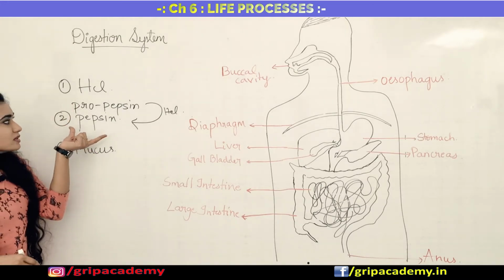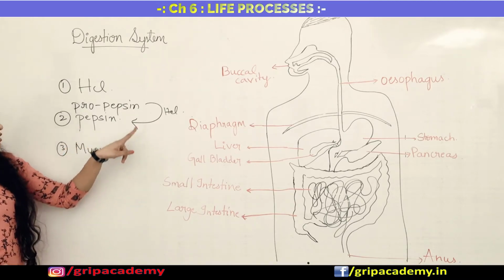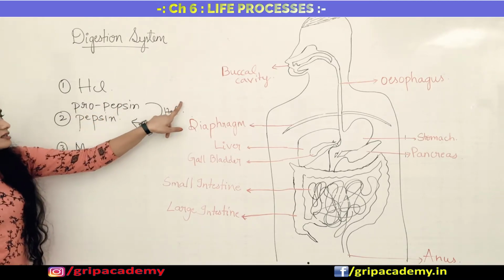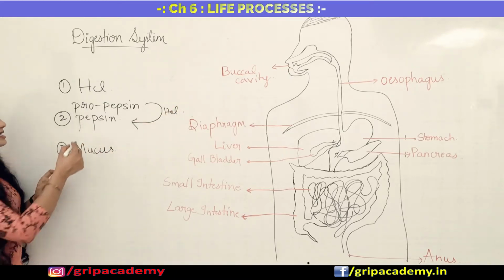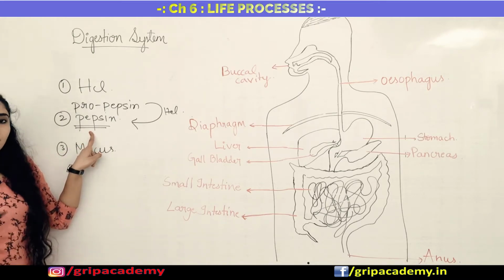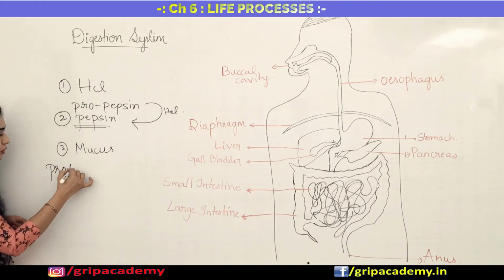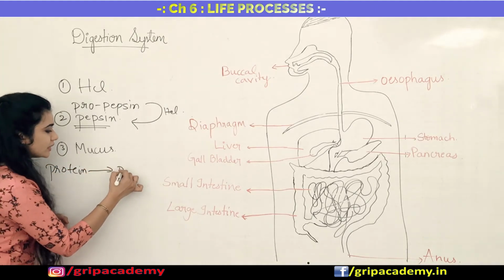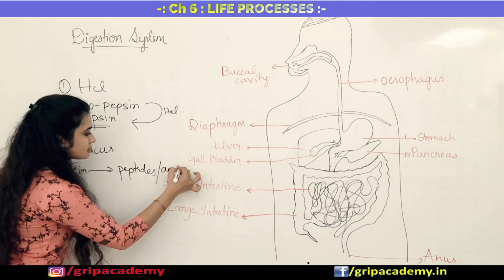Coming to pepsin, in its inactivated form you call it propepsin. Upon the action of HCl, it converts into pepsin, which is the activated form. This pepsin is basically a protein digestive enzyme, so proteins will be converted into either peptides or amino acids.